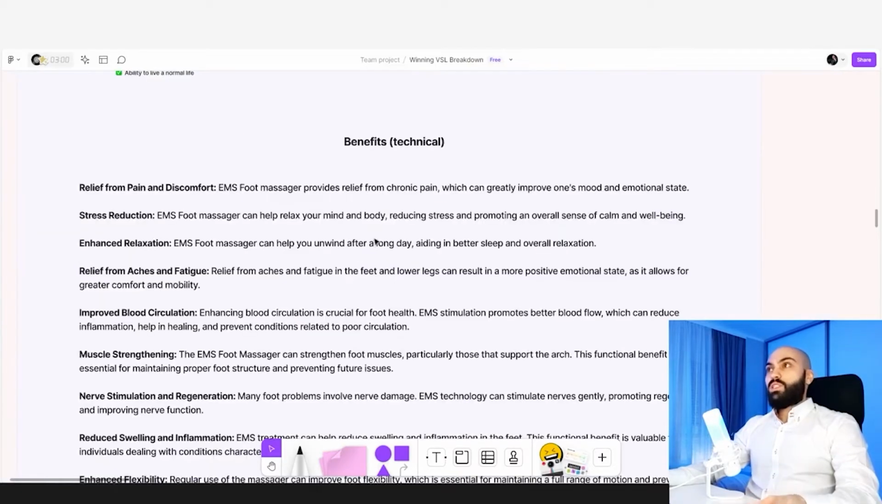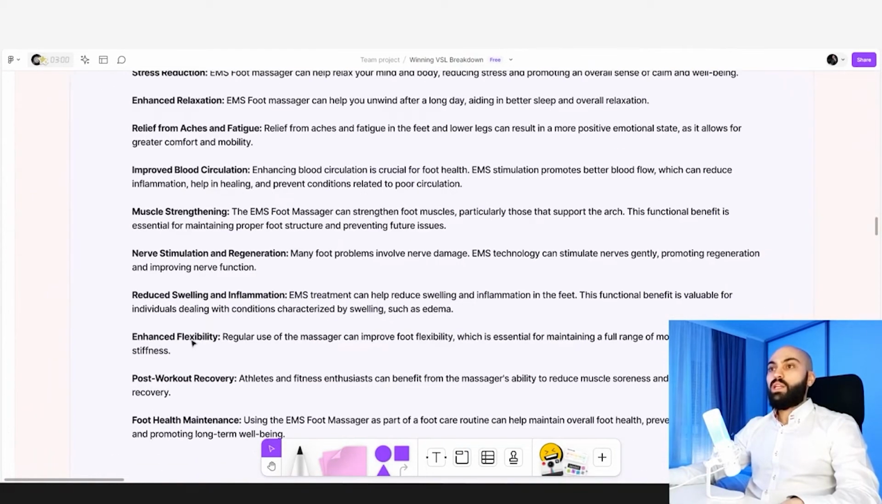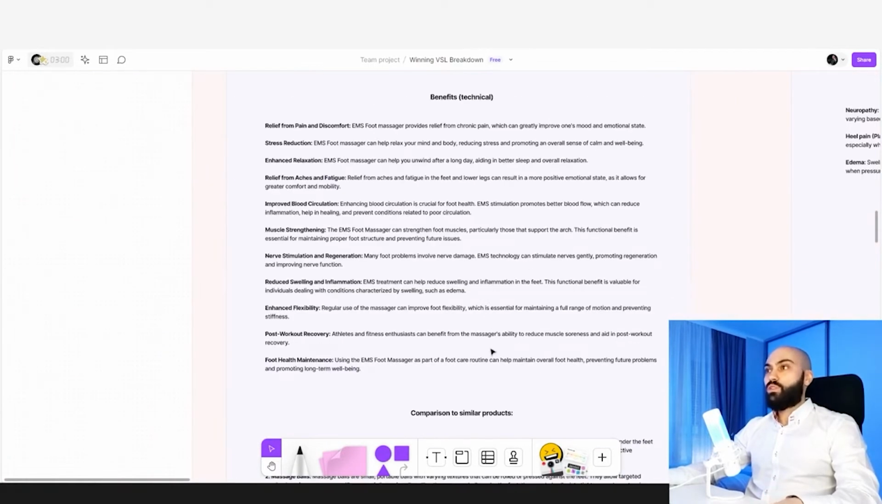We've listed out some of the technical benefits of the product. It will relieve them from their pain and discomfort, it will reduce their stress, it will enhance their relaxation, it will strengthen their muscles, it will enhance their flexibility, etc. I won't go over all of these because we have a lot of things to cover, but you can pause the video and read it yourself.